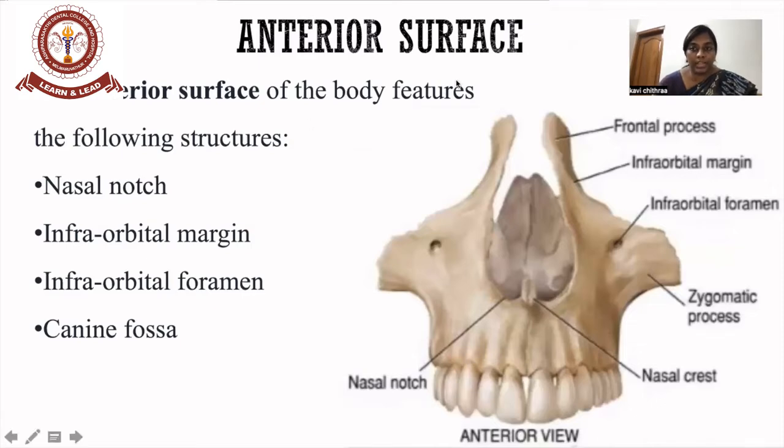So moving on to the next surface, which is the anterior surface. It has the nasal notch, the infraorbital margin, the infraorbital foramen, through which the infraorbital nerve and the vessels pass through, and the canine fossa. The canine fossa is nothing but a depression just present above the root of the canine. So this anterior surface is actually directed forward and lateral. The lower part has the roots of the teeth, the incisor and the canine fossa.